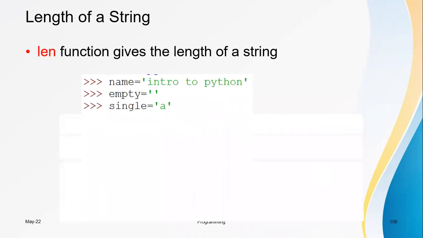What is the length here? INTRO, space, TO, again space, then Python. 5 plus 2 is 7, 7 plus 2 is 9, 10, then Python.